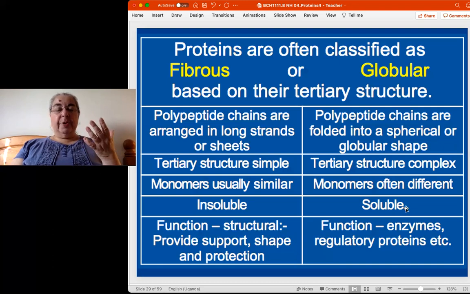So these are the sort of proteins that we find dissolved in the cytoplasm, inside our cells. That association with water is necessary for them to have the right shape and for them to be able to carry out their correct function. And their functions are, well, many, many different functions of proteins. They can be enzymes, they can be regulatory proteins, they can be storage proteins, many, many different functions.